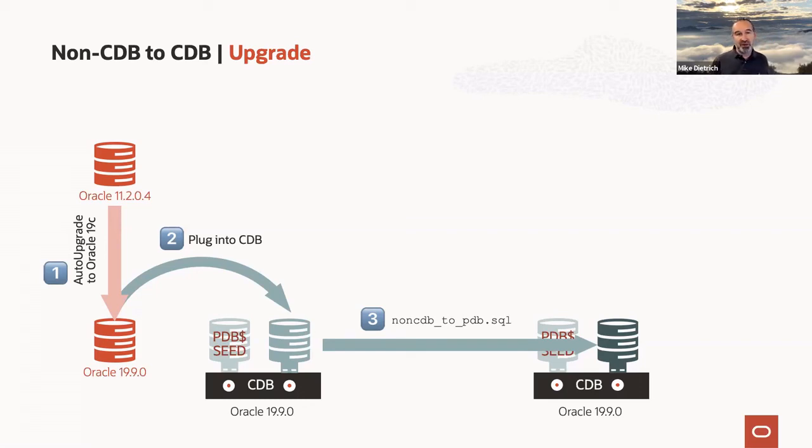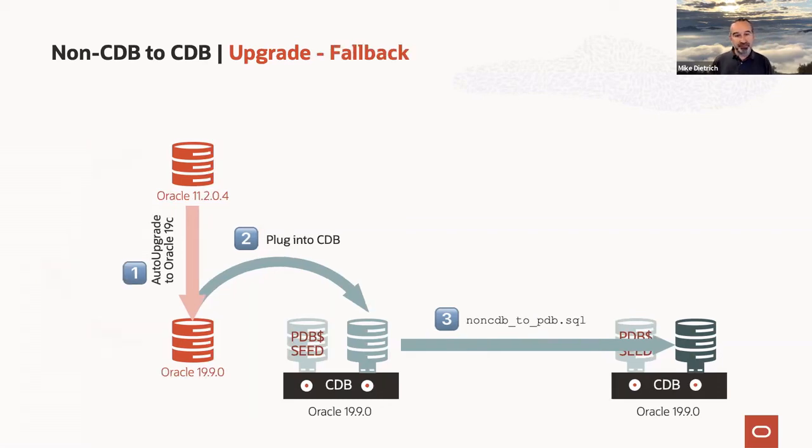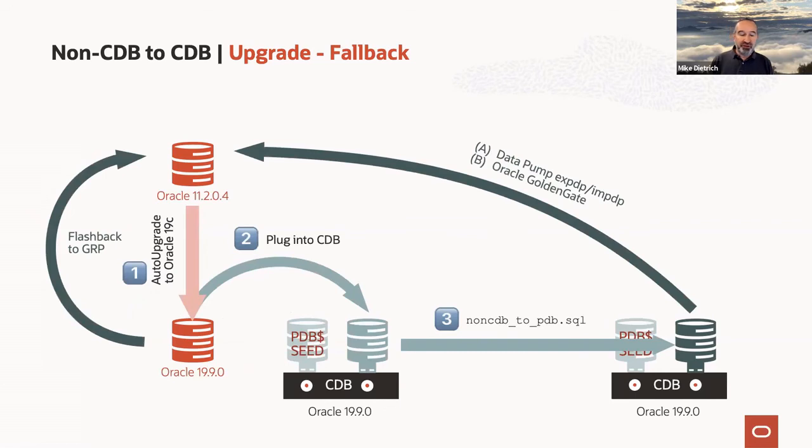But how do you fall back? For the first part, as I told you, we can flash back to the guaranteed restore point, or we could downgrade. But once we are in multitenant, we can ideally only do Data Pump export/import and then put GoldenGate on top. There's no real unplug and make me a non-CDB again. And I can't downgrade anymore. So in this case, I'm in and I have to stay in.